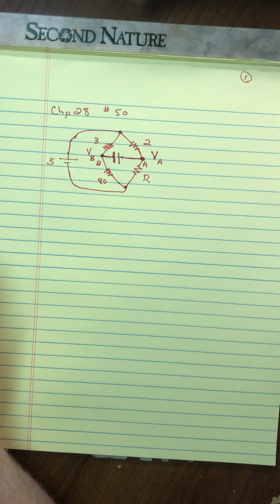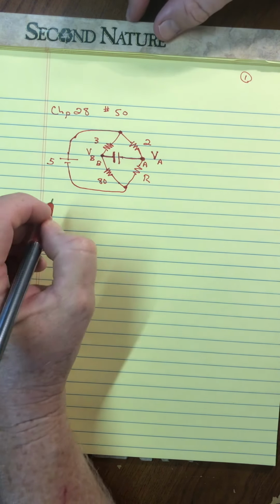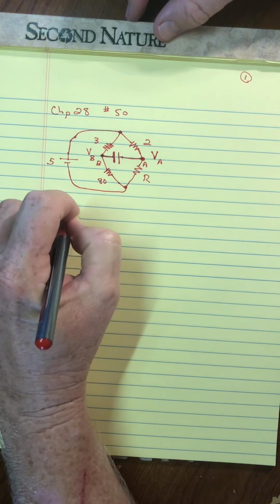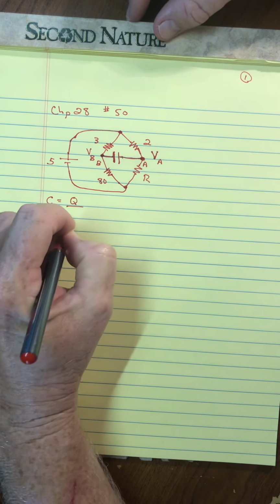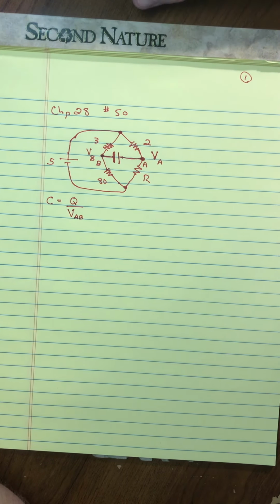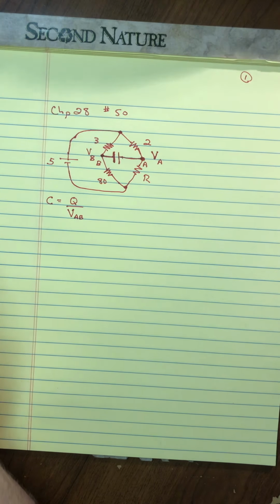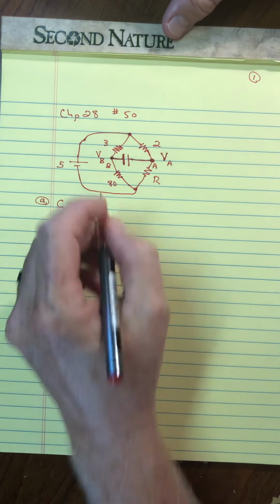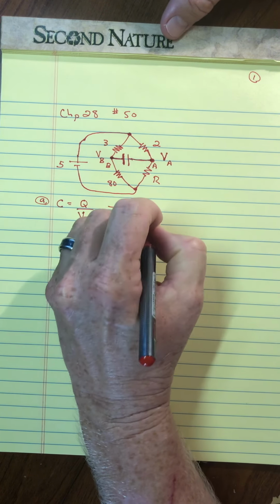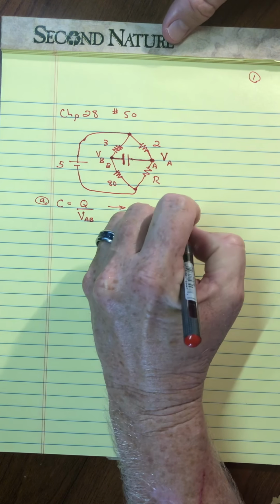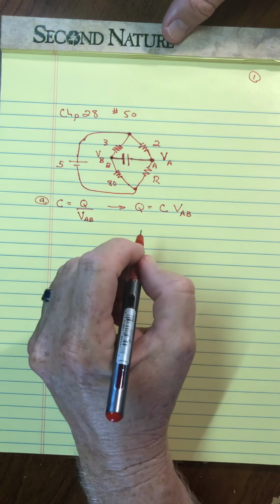You could go ahead then and say something like this, that for the capacitor, the capacitance would be the charge on the capacitor divided by the voltage between A and B. Okay, and that's really what part A, and there's a lot of parts to this, is saying here. It says, what is the charge? So the charge would be the capacitance times the voltage between A and B.